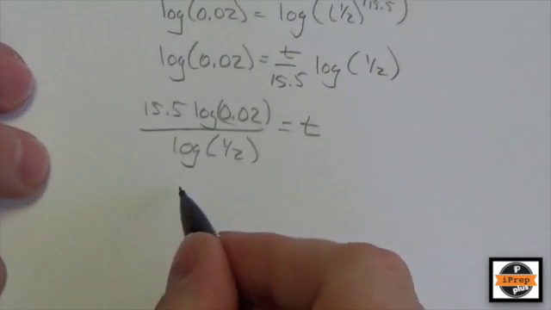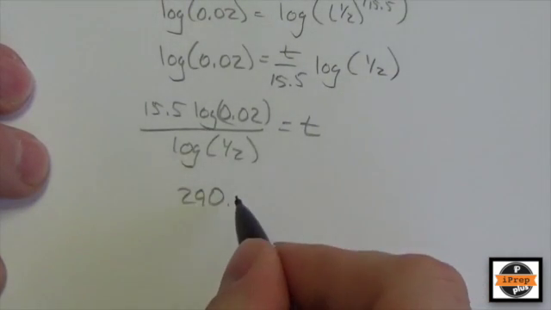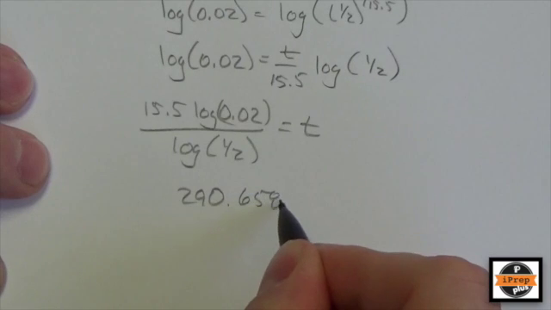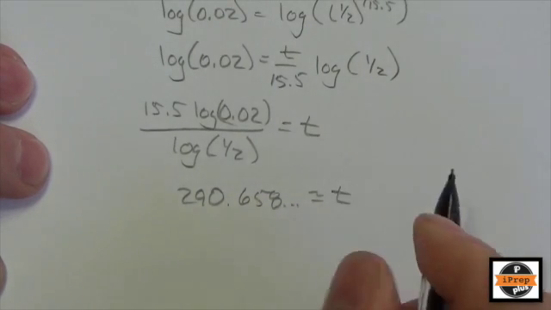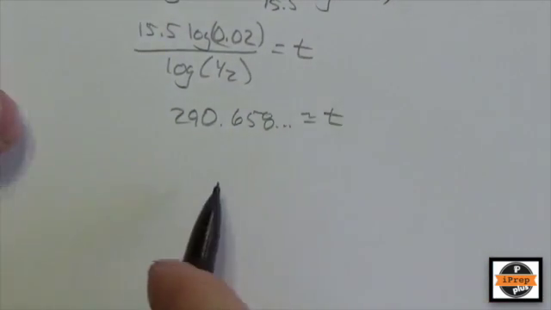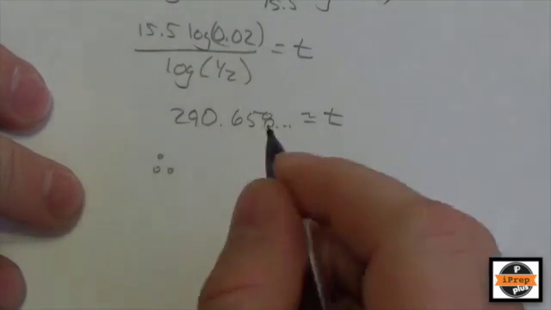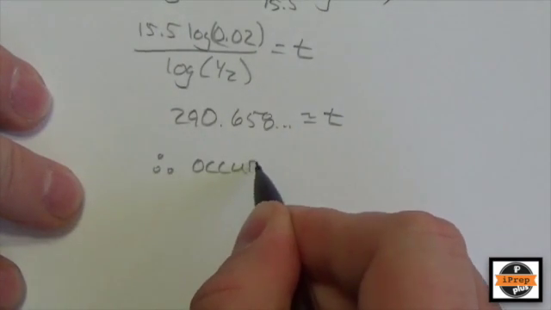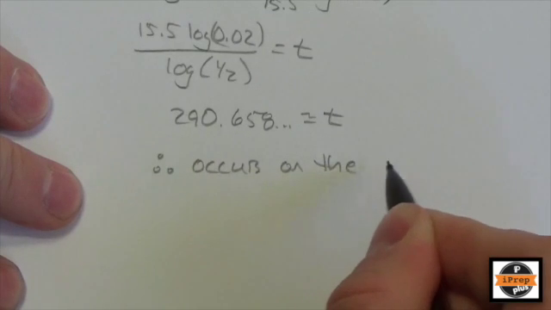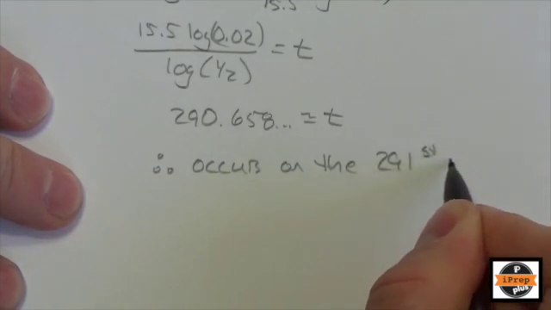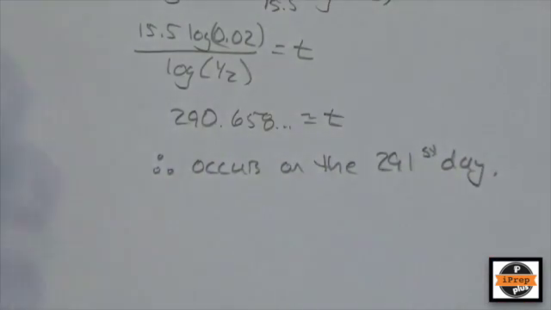Now I go to the calculator, plug that in. This is going to be approximately 290.658, that goes on. Okay, and so just like we've argued in the previous questions that are like this, what that means is that 290 days have passed, and I am 0.658 of the way into the next day. So therefore, this occurs on the 291st day. That's the answer we're looking for.